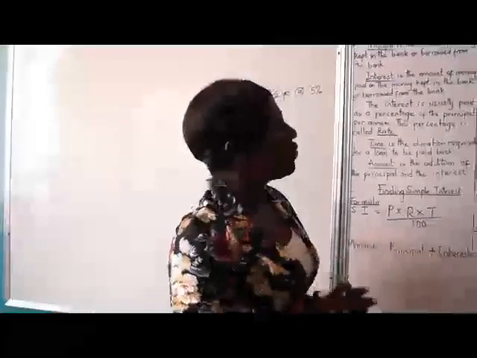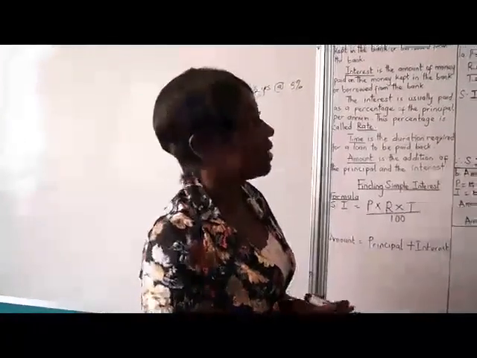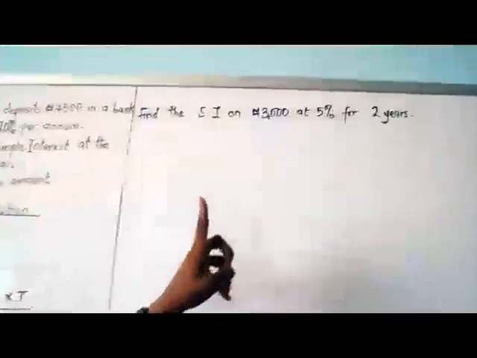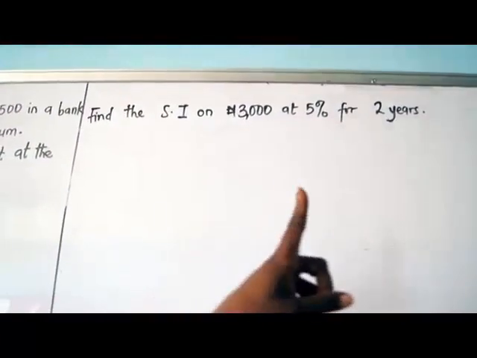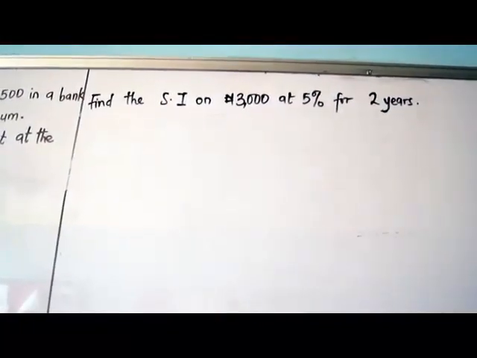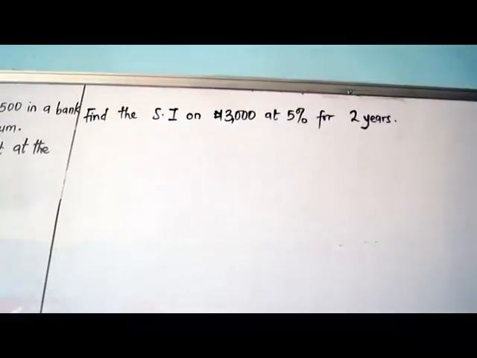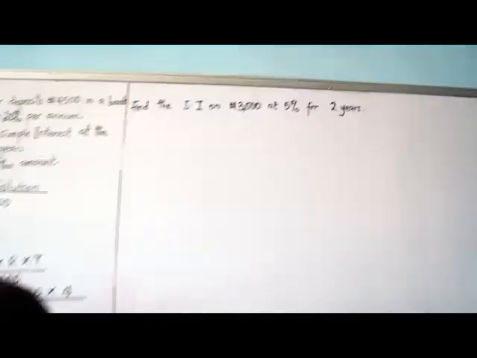To be sure you really followed through everything I've taught you today, let me quickly give you a practice exercise. Quickly do this for me. Find a simple interest of 3,000 naira at 5% interest rate for 2 years. I'm giving you 2 minutes to do that. Beautiful, you've gotten your answer correctly.